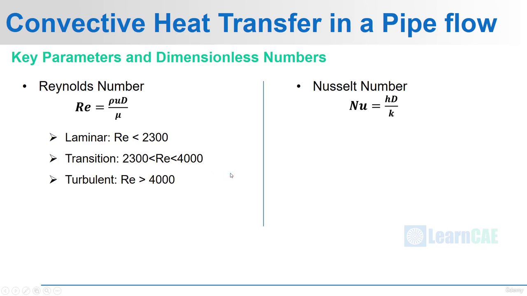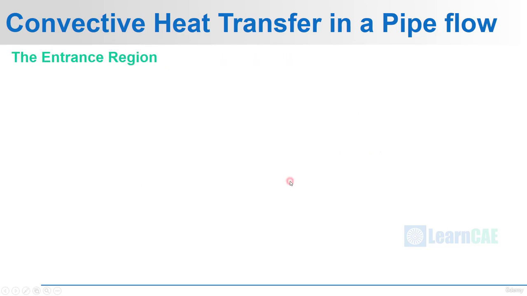The next one is Nusselt number, where the Nusselt number is given by h d by k. Here d is the diameter of the pipe, and Prandtl number is given by mu cp by k. The formula is same. Okay. Next we shall see about the entrance region.